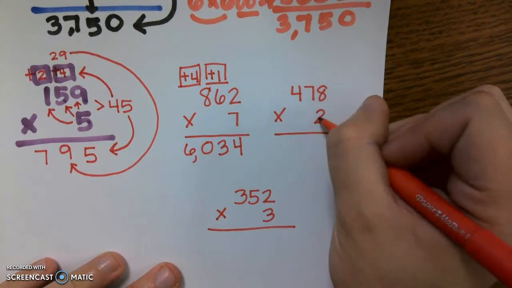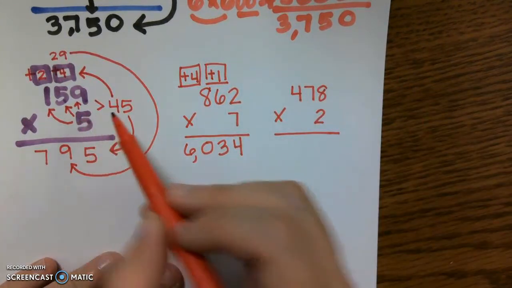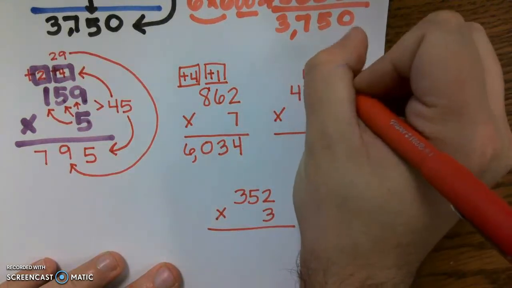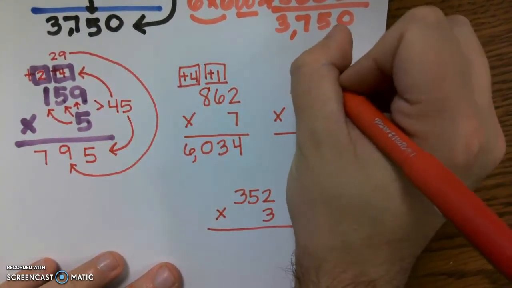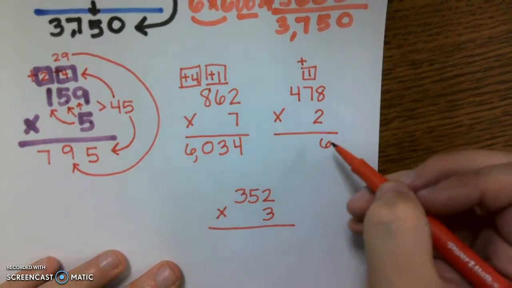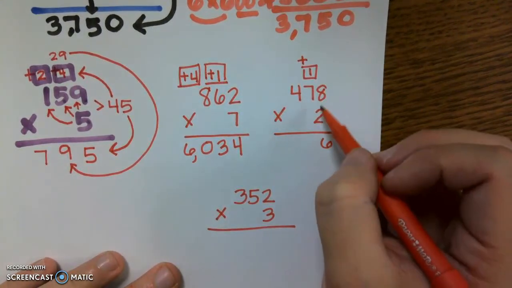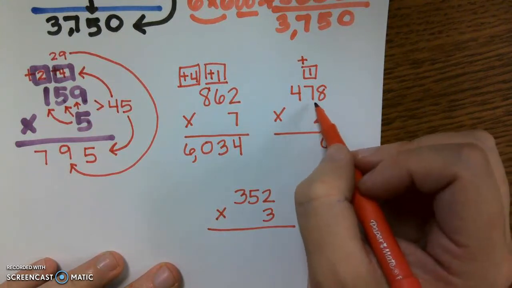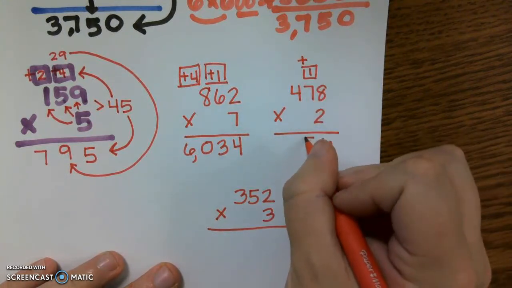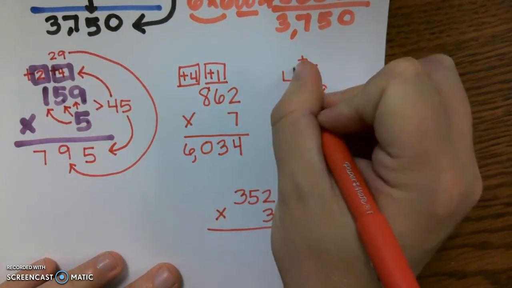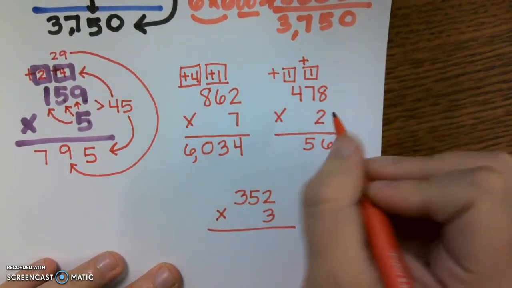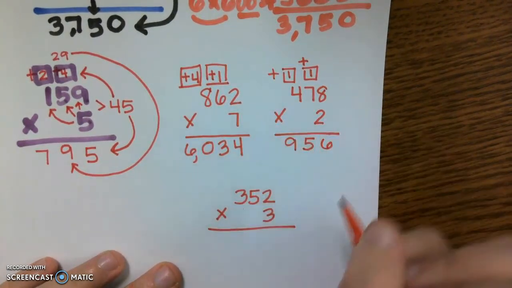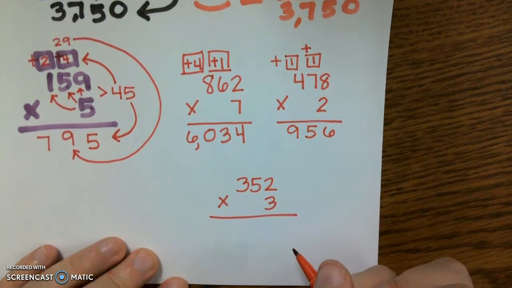Next example, 2 times 8, 2 times 7, 2 times 4. I'm going to follow the same process as I did over here. 2 times 8 is 16. Well, I'm going to have to regroup. I'm going to add that 1 from my 10, because 10 plus 6 is 16. 2 times 7 is 14, plus 1 is 15, so I'm going to drop my 5, and I'm going to regroup my 1 to be added. 2 times 4 is 8, plus that 1 is 9, so my product is 956.